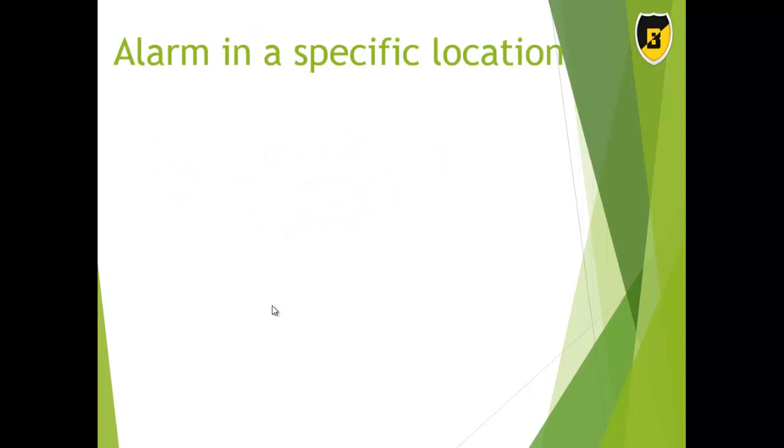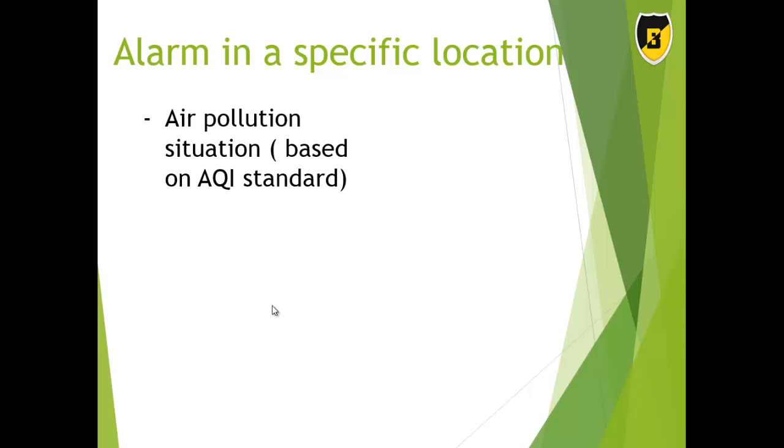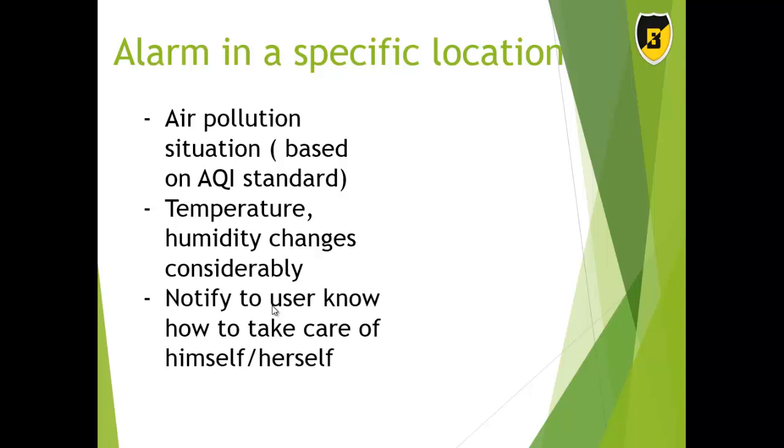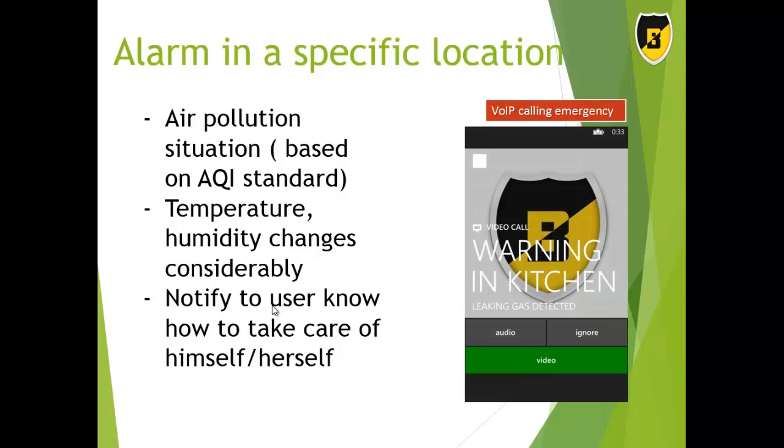Let's move on to the first function in our application. Our system always checks if the air pollution situation, temperature, or humidity change considerably, and notifies the user how to take care of himself or herself. And this is a special feature, or we can say this is the heart of our application. Whenever an incident occurs, the user will get a VoIP alarm notification.